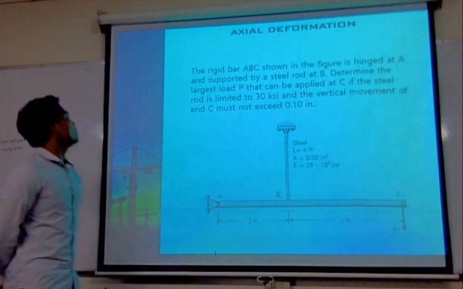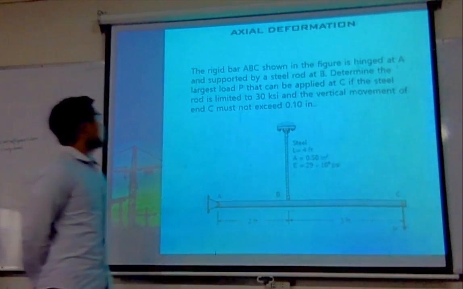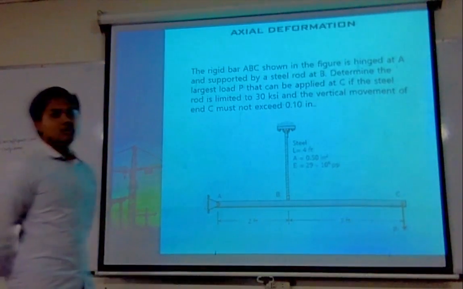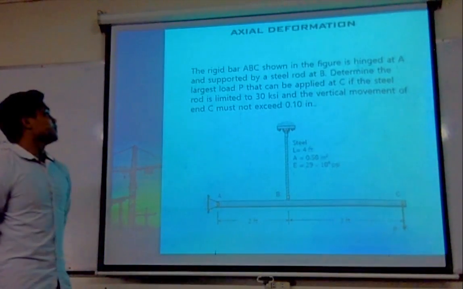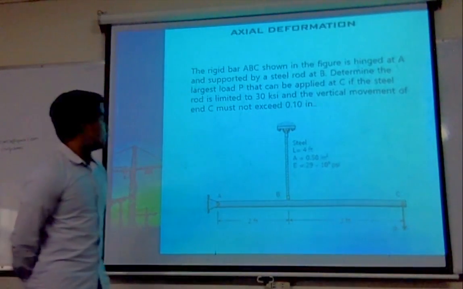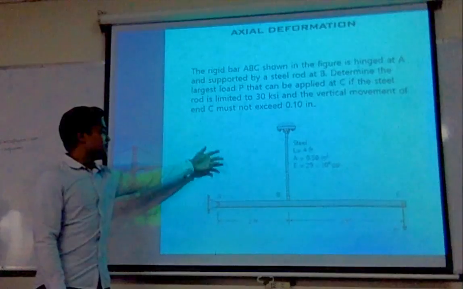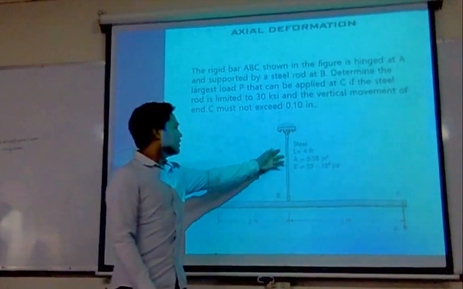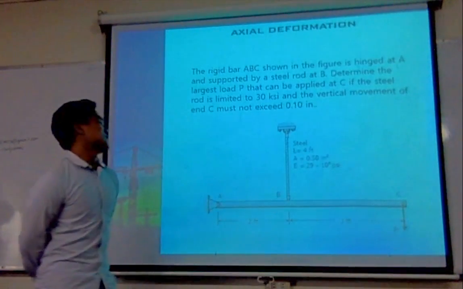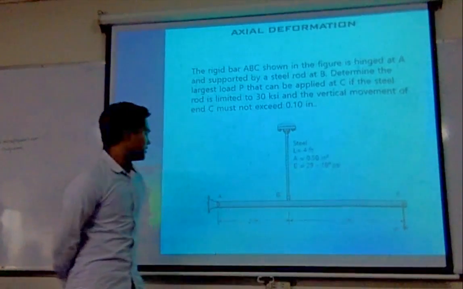Okay, more problems. The rigid bar ABC shown in the figure is hinged at point A and supported by a steel rod at B. Determine the largest load P that can be applied at C if the steel rod is limited to 30 ksi and the vertical movement at C must not exceed 0.1 inch. So this is the figure. We have the steel; the length of the steel is 4 feet, cross-sectional area 0.50 square inch, and the elasticity is in pounds per square inch.